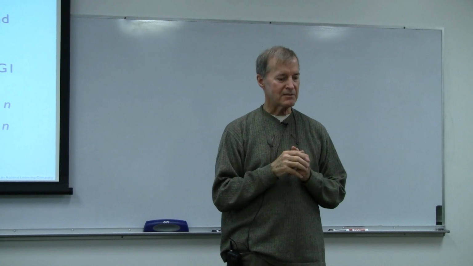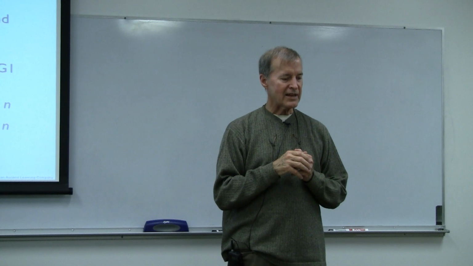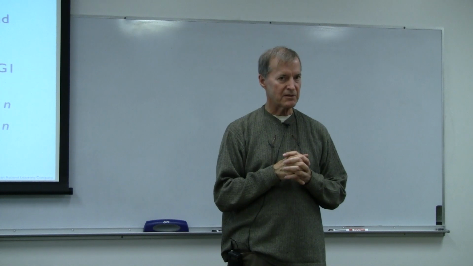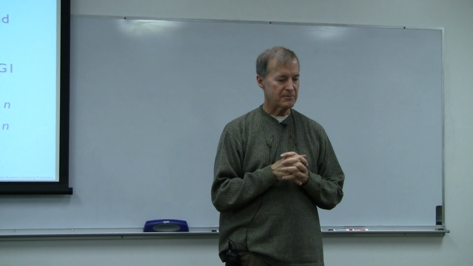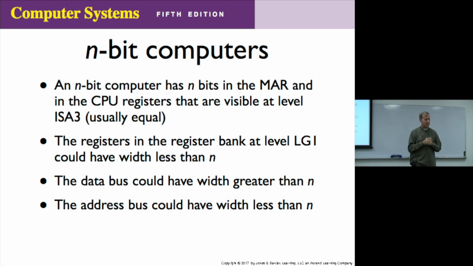Now what does that mean? That means that we can access 2 to the 16 bytes of memory. Are you with me? So that's an example. An n-bit computer has n bits in the MAR and in the CPU registers. So normally the registers in the CPU are the same width as the MAR, and that's the width.